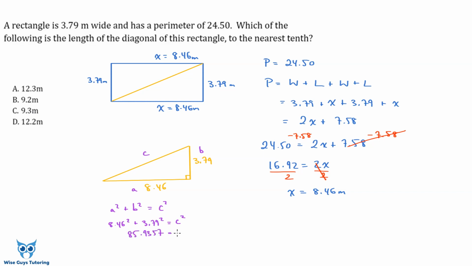85.9357 equals C squared. And if I want to get C all alone, I do square root on both sides because that undoes the square. And finally, we'll get our answer, which is C equals 9.27, which to one decimal place will be 9.3 meters. So our answer will be C. Okay, let's move on to the next one.